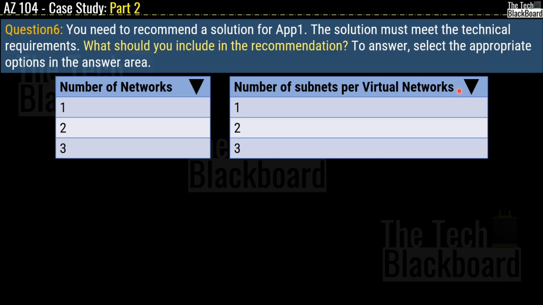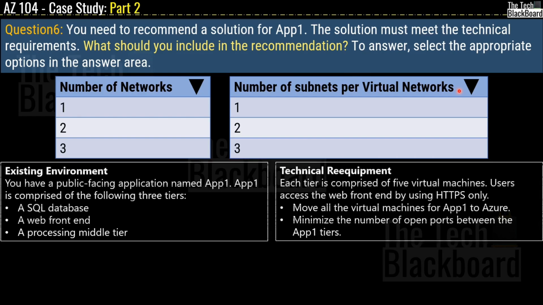Do you actually still remember the technical requirements? In case you don't, please go back to the section of technical requirements and read them once again very carefully. But for now, to ease your work, here are the requirements that we are talking about. In the existing requirement, we have a public facing application named app1, which is also given in the question here. Then it says that app 1 is comprised of the following 3 tiers: SQL database, a web front end, and a processing middle tier. Then the technical requirement is that each tier is comprised of 5 virtual machines. Users access the web front end by using HTTPS.